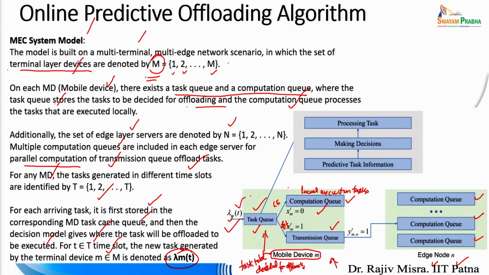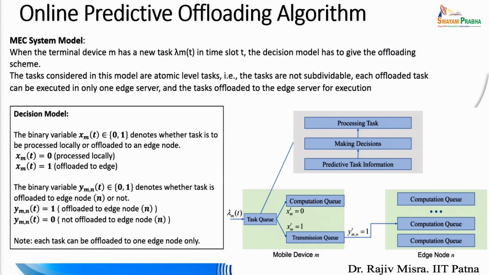So, having understood this model of MEC, in the MEC system model, when the terminal device M has a new task, that is lambda M of t in the time slot t, the decision model has to give the offloading scheme. The tasks considered in this model are atomic level tasks, that is, the tasks are not subdividable, and each offloaded task can be executed in only one edge server. So, let us see about the decision model.